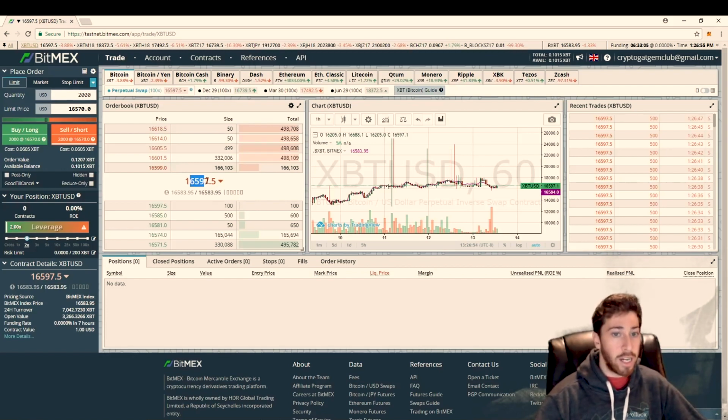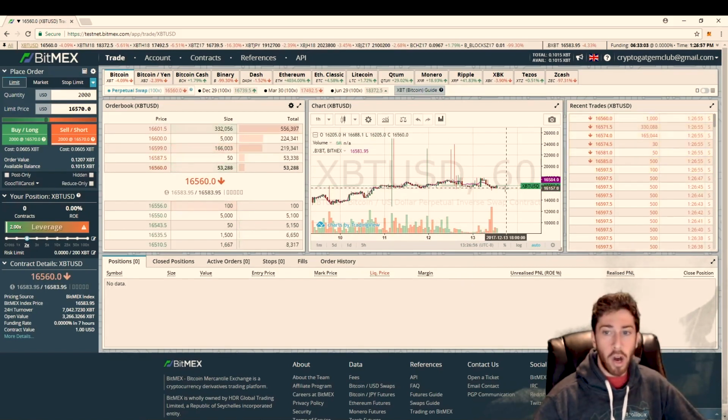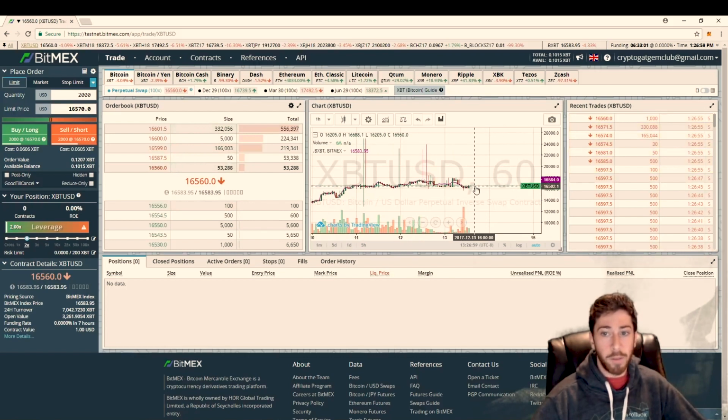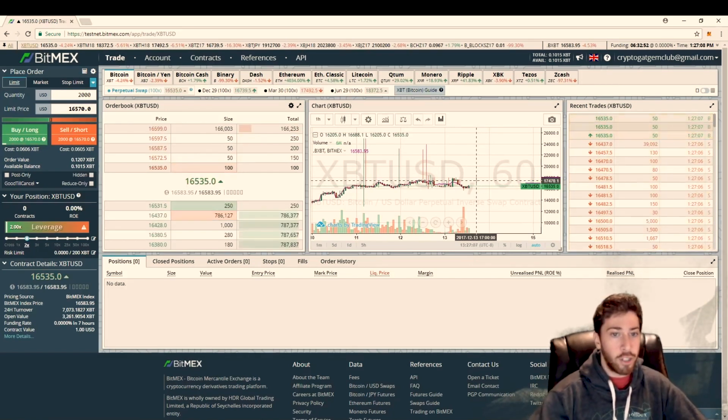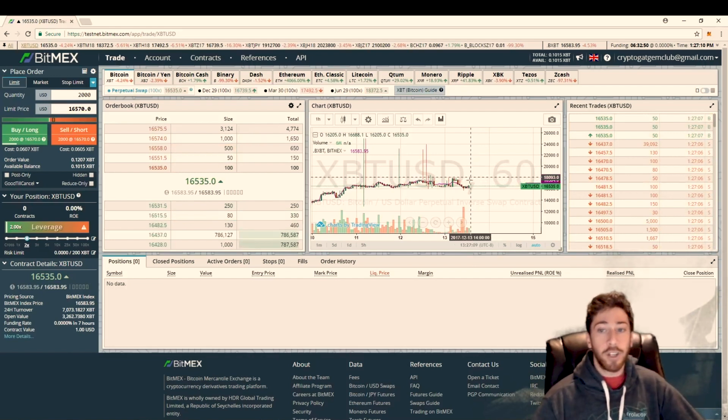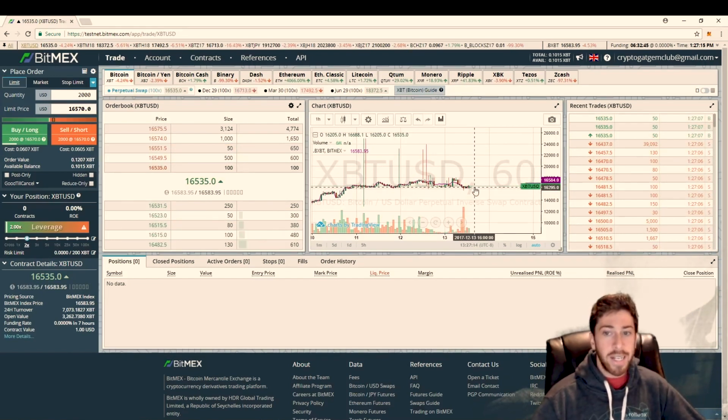So here's the current contract price. If we want to go long, that means that we think the Bitcoin price is going to go up. So we would put in a long right here, and if it goes up, we would make money. So say the price goes up $100 and we have 2 times leverage, we would actually make $200. Now if we did a long and the price goes down $100, we would lose $200. It's the inverse for the short.